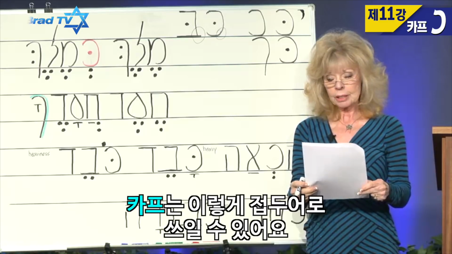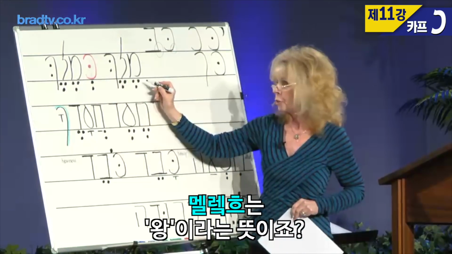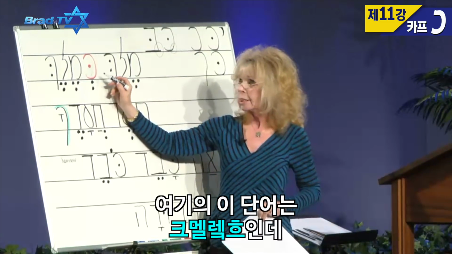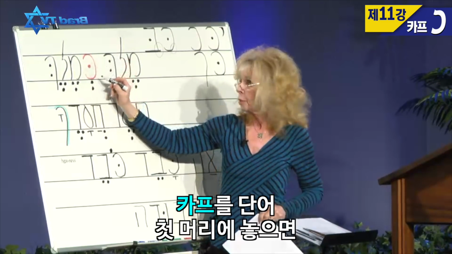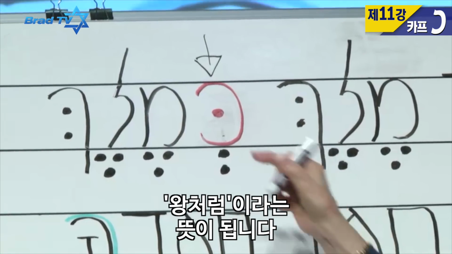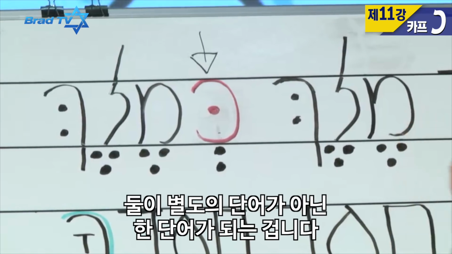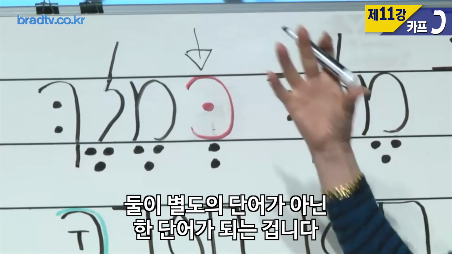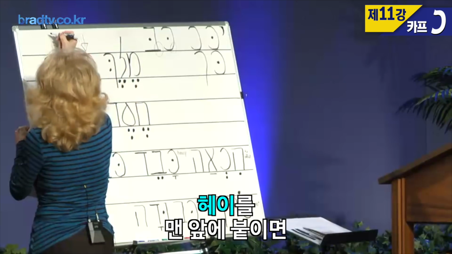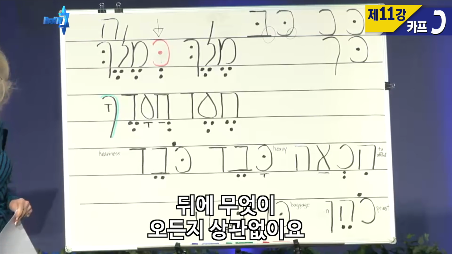Okay. When kaf is prefixed to the beginning of a word, here we have the word melech, which is king, and here we have the word k'melech. So when we attach it to the front of a word, it's going to be like a king. Okay? It's not going to be a whole different separate word. They all become one word. What were some other letters that we attached to the beginning of words? Remember, we attached the hey to the beginning of a word, and it means the, whatever it's attached to.